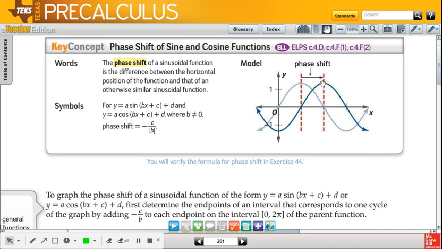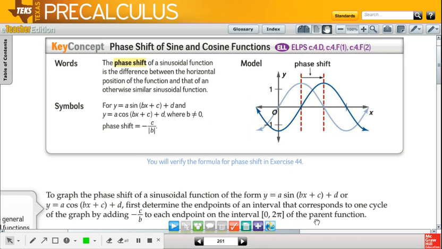Now, here's another piece of information about graphing with phase shift. To graph the phase shift of a sinusoidal function of the form y equals a sine of bx plus c plus d, or y equals a cosine of bx plus c plus d, first determine the endpoints on an interval that correspond to one cycle of the graph by adding negative c over b to each endpoint on the interval 0 to 2 pi of the parent function.